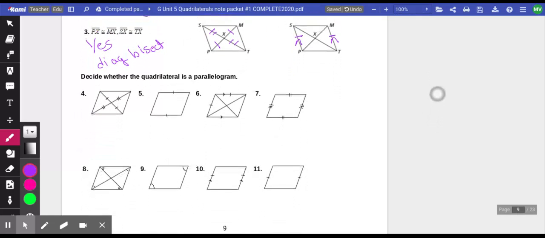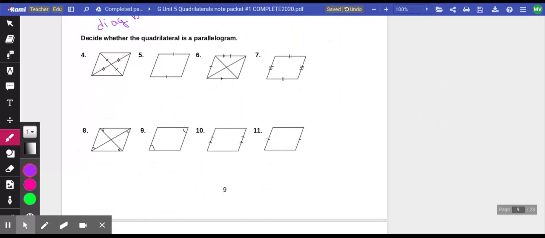Decide whether the quadrilateral is a parallelogram. So I want you to try these right now. I want you to pause and try these and decide if there's enough information to say it's a parallelogram. So number 4 is yes, the diagonals bisect. Number 5 is no. Number 6 is no, because while it says these two are parallel, it says these two are congruent. Number 7 is yes, opposite sides congruent.